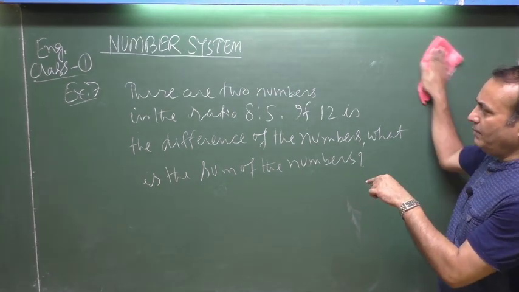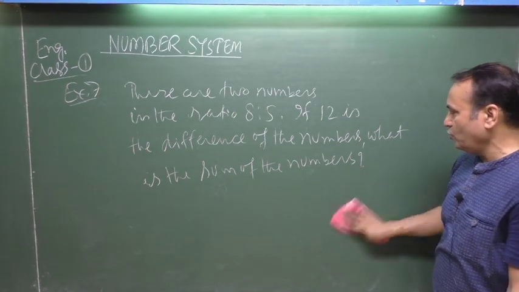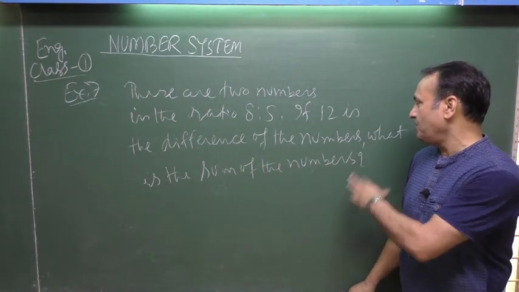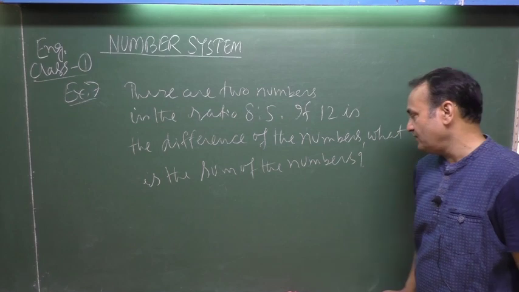There are 2 numbers in the ratio 8:5. If 12 is the difference of the numbers, what is the sum of the numbers? See here.